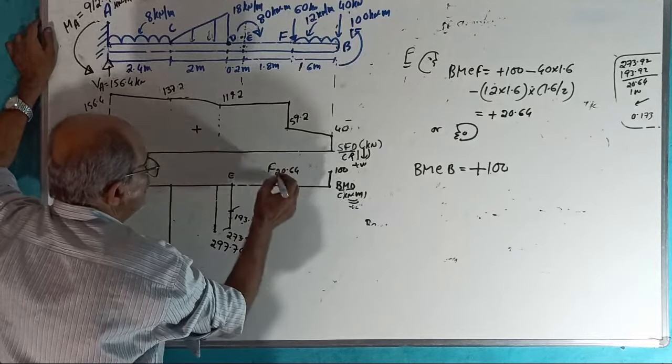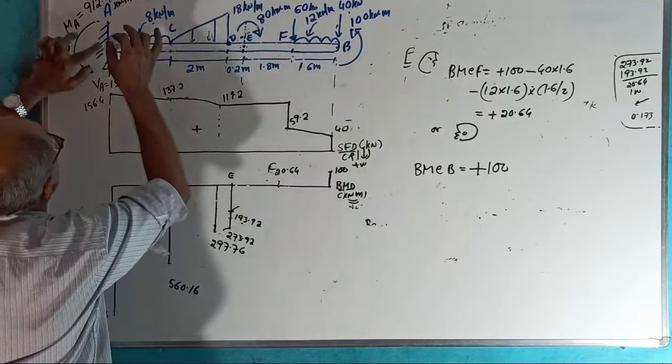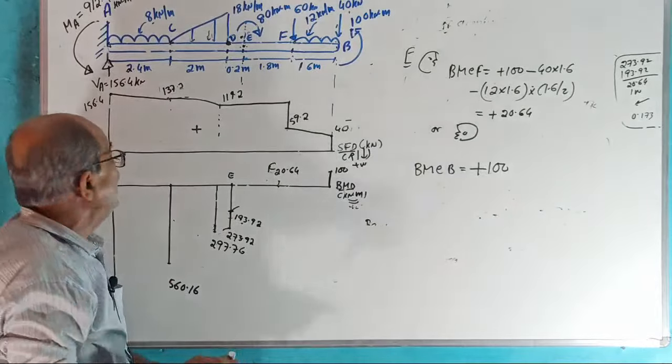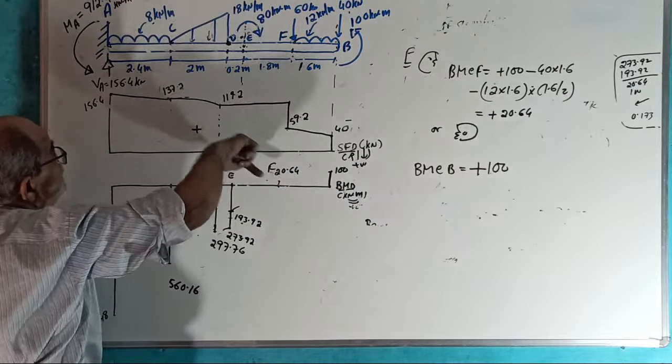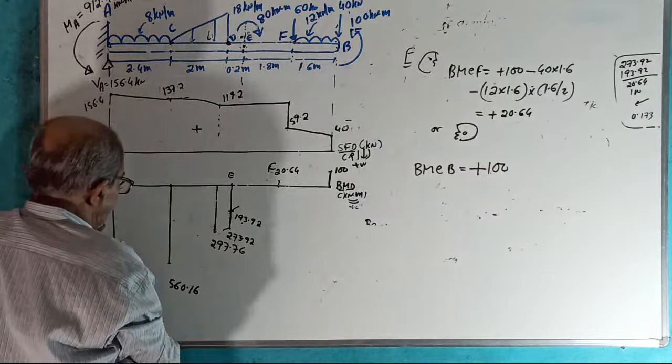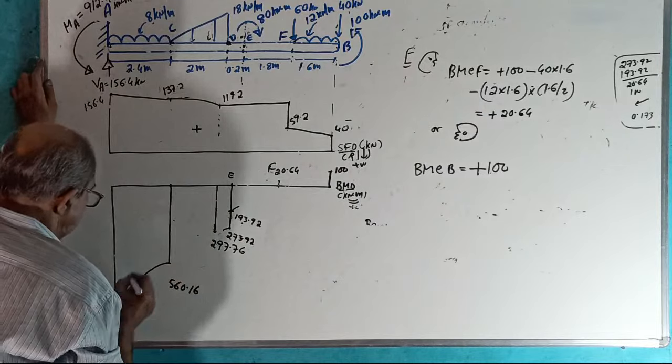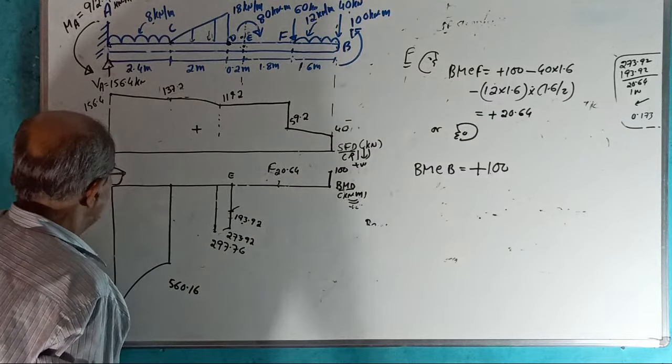20.64. Now, last step, join. A to C, parabola of second degree, shear force is decreasing, slope should decrease. Only chance is curve like this.